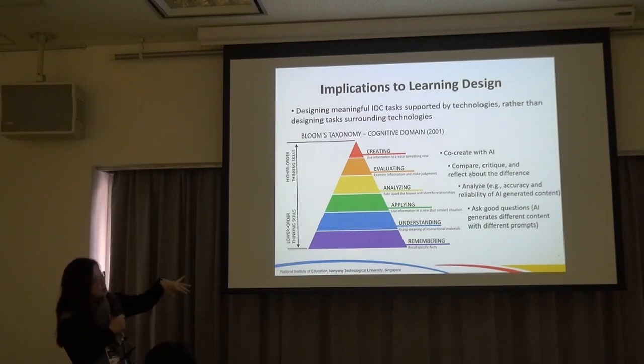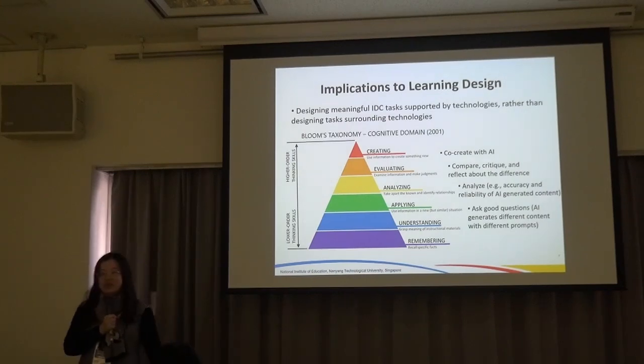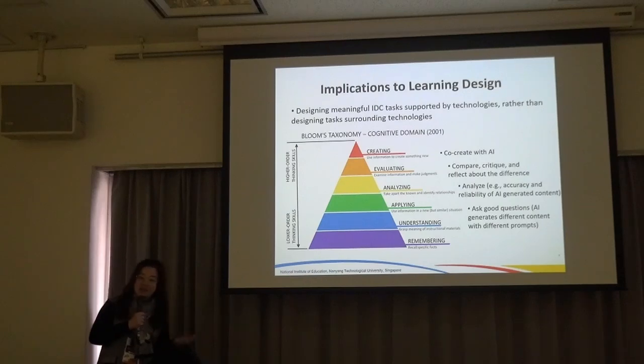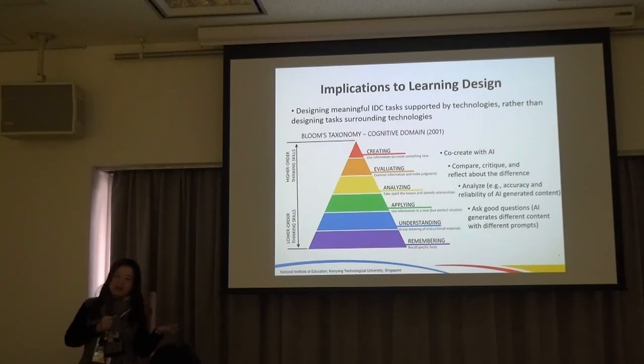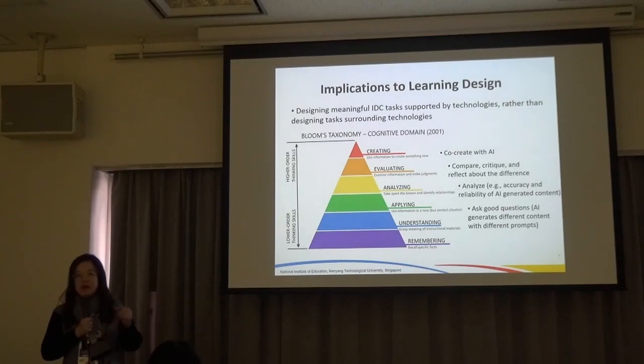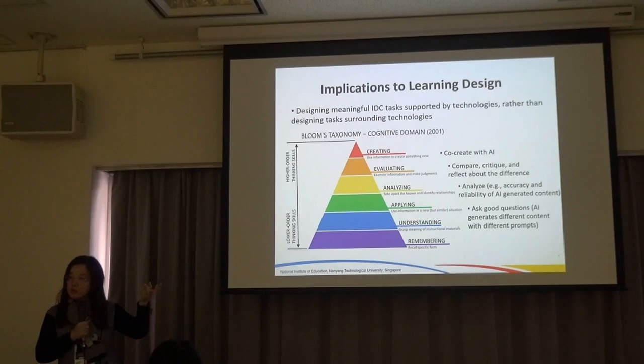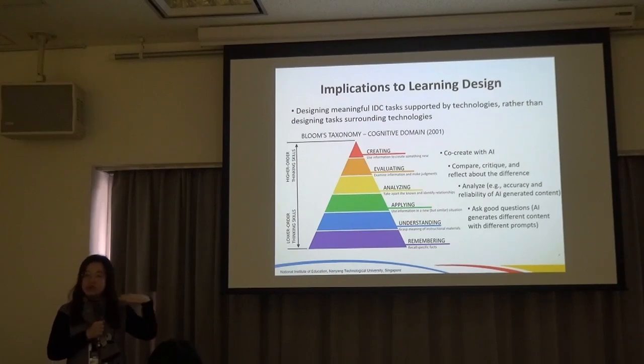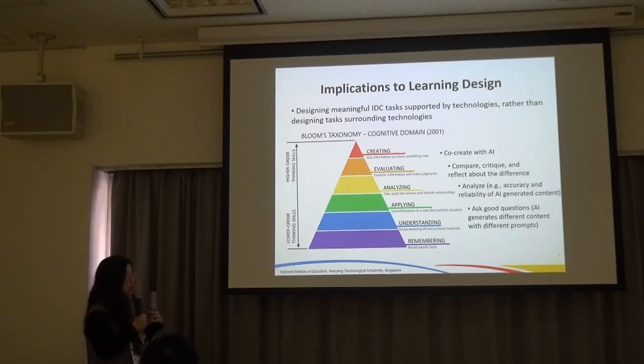So we can ask students to compare their own work with the work generated by AI, compare the similarities and differences, and think about how to rise above what they have learned from AI, and which parts they feel AI is not reliable. Okay, so this is good for metacognition and higher order thinking.